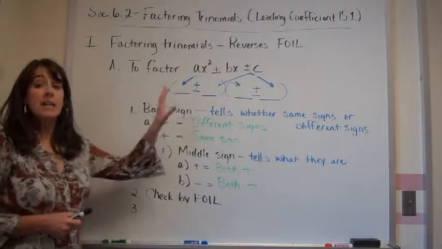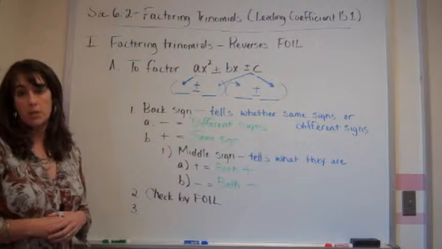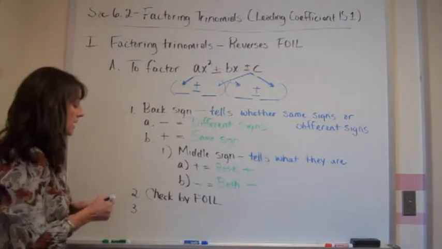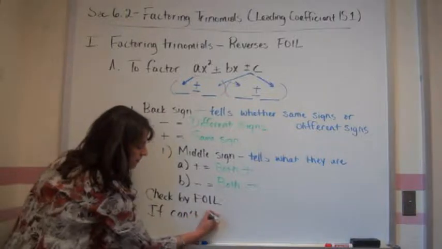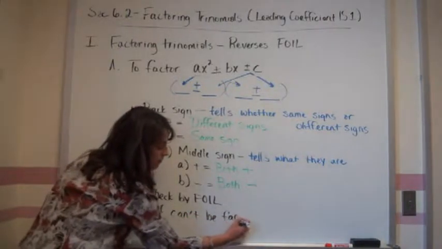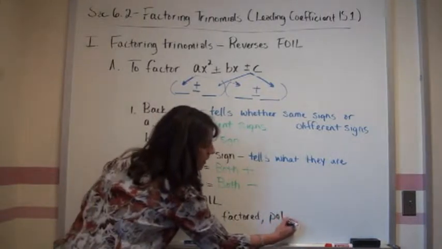Now, what if it won't factor? What if there is no way to split that up into a double parentheses? Well, if it can't be factored, then the polynomial is considered prime.